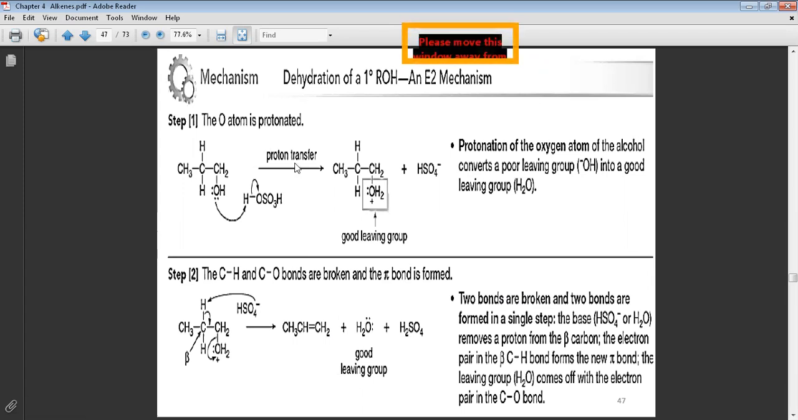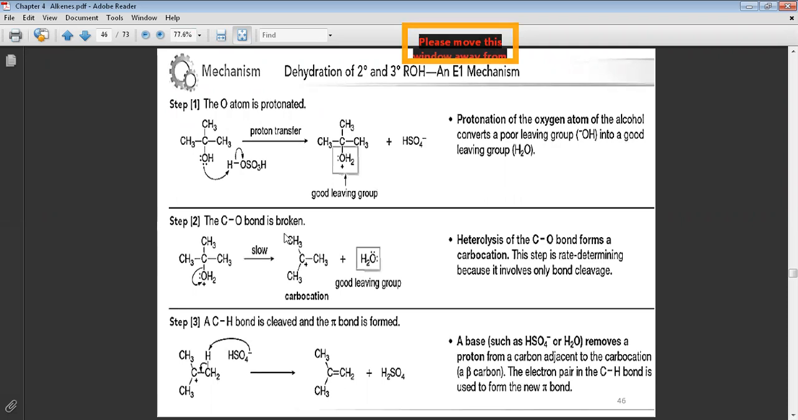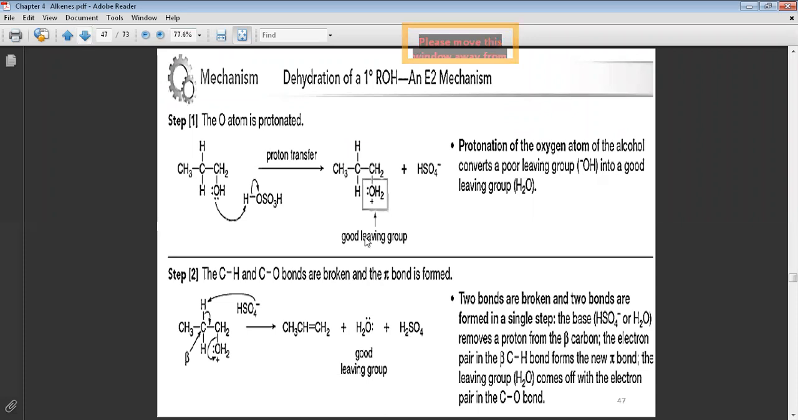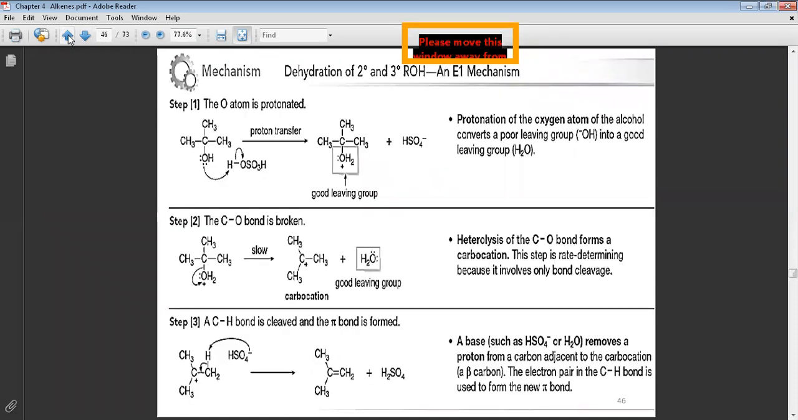In E1, carbocation formation. In E2 there is no carbocation; in E1 there is carbocation. Look, in E1 we have carbocation, but in E2 we don't have carbocation. For this reason E2 is suitable for primary alcohol. Primary alcohol cannot give you a stable carbocation, so it goes by the E2 mechanism.